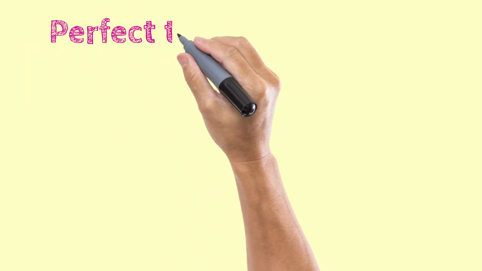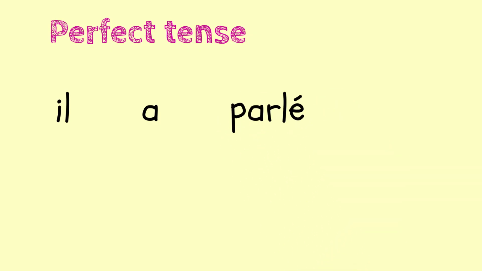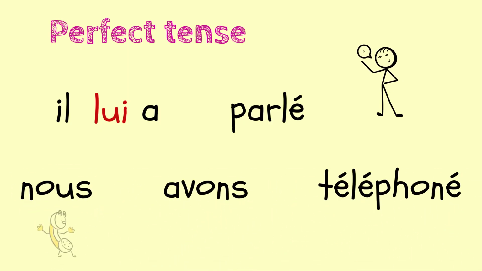Finally, let's have a look at what we do when we use a compound tense, so the perfect tense, for example. So, il a parlé, he has spoken or he spoke, and we want to put a to him or to her into this sentence. We're going to put the indirect object pronoun before the auxiliary verb. Il lui a parlé. Similarly here, nous avons téléphoné, we have phoned, and we put the indirect object pronoun again before the auxiliary verb. Nous lui avons téléphoné. We phoned him, or we phoned her.